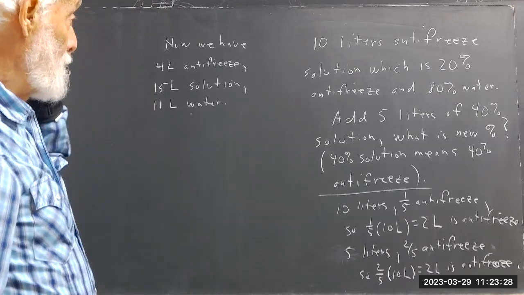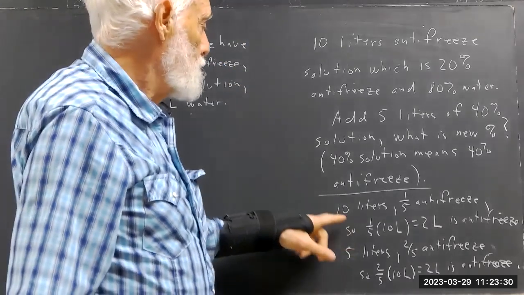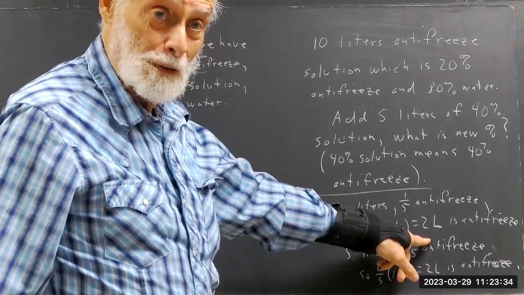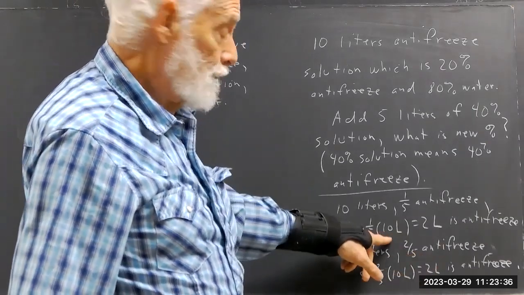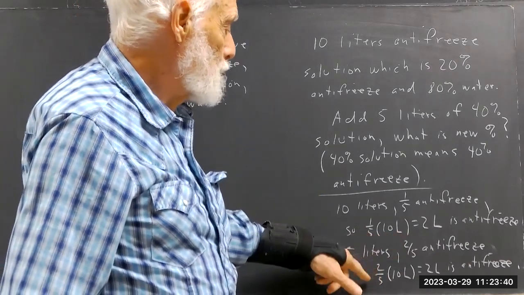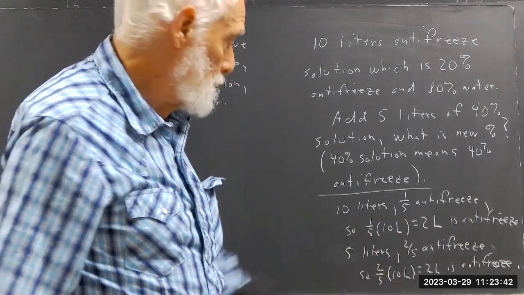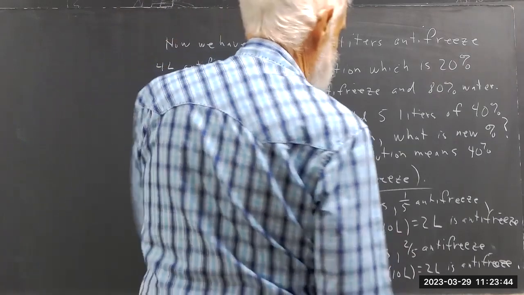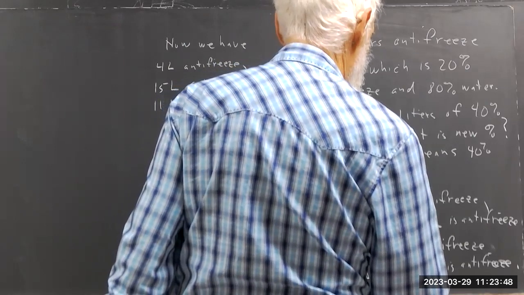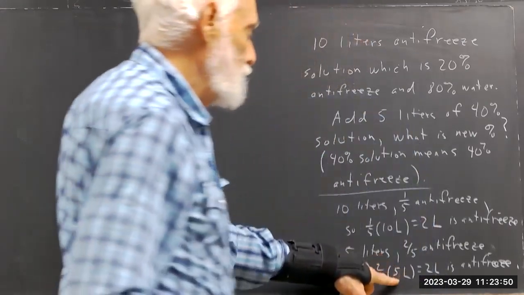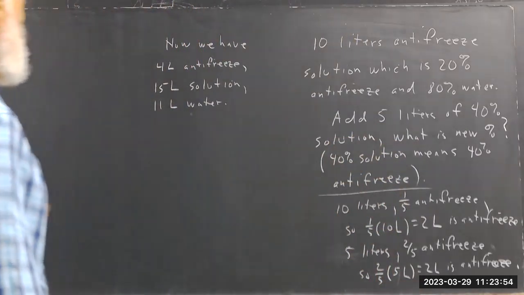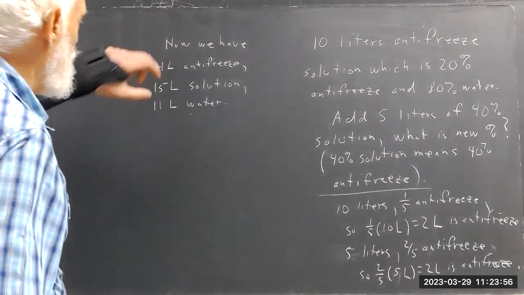Okay, but if we think back, we took 1/5 of the whole 10 liters to get to 2 liters. So we're going to base it on the total amount of solution. Okay, we take whatever percent of the total amount of solution, and what I pointed down here: 2/5 of 5 liters is 2 liters, it's 5 liters of this solution.